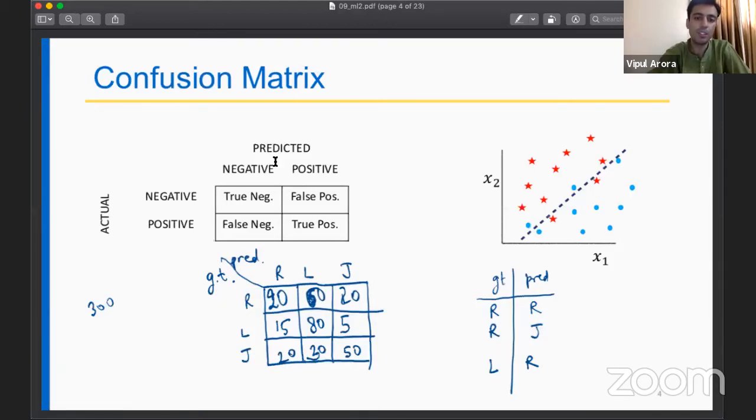Now this was an example with only 2 classes. I can have multiple classes. Let's say I can have rose, lotus, jasmine. So accordingly my matrix will become larger. The size of the matrix will be 3 cross 3 because there are 3 classes. So if there are n number of classes, then the size of my confusion matrix will be n cross n, right?